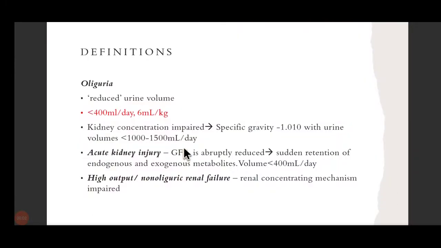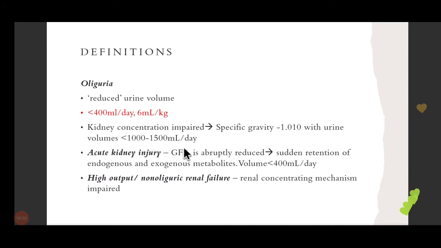So we'll first come to definitions. The basic definitions involved while discussing anuria, first is oliguria. It refers to a reduced urine volume, and reduced in the sense that over 24 hours, only 400 ml or less of urine output is observed, or it is less than 6 ml per kg body weight of the person.